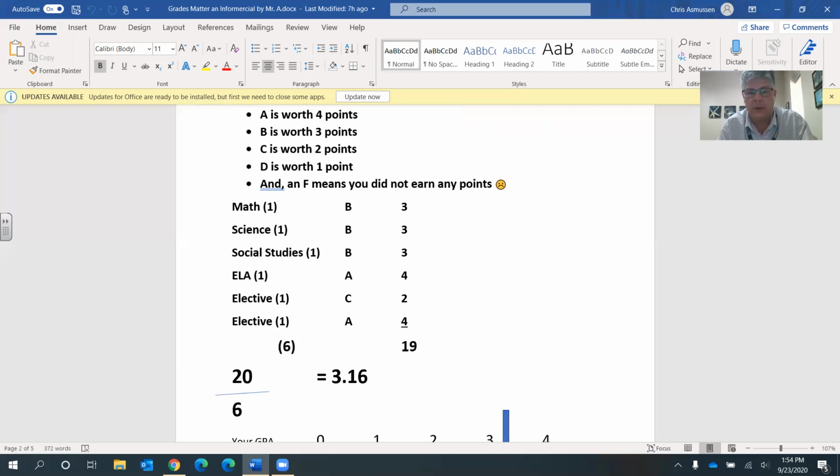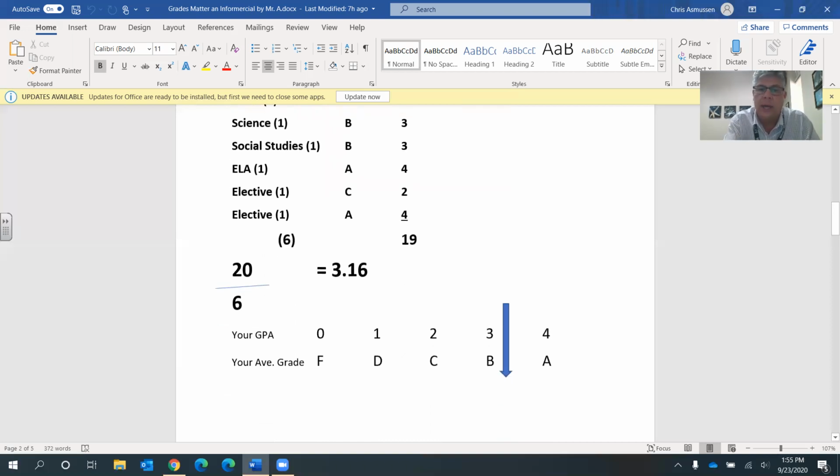You see where all of those parentheses are there. So you're taking 6 credit hours, right? So that's where we're going to do the division. So we say that you got a B in math, you earn 3 points. You got a B in science, you got 3 points. You got a B in social studies, you got 3 points. Well, if we add up all of those points that you earned, there's 19 points divided by the 6 credit hours. Using your handy dandy calculator, 20 divided by 6 is 3.16, which puts you in that B zone, right?